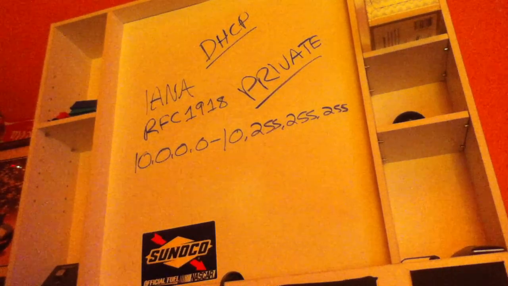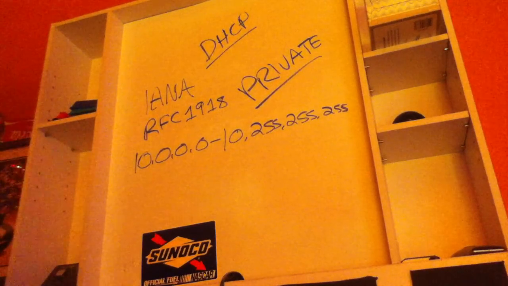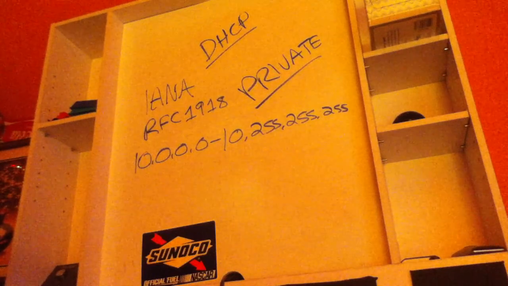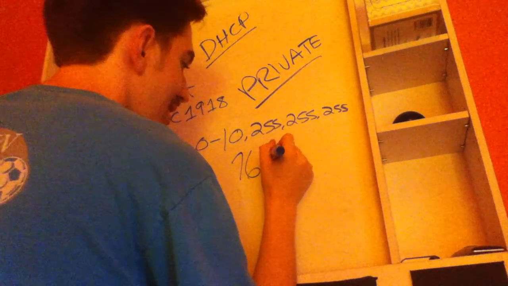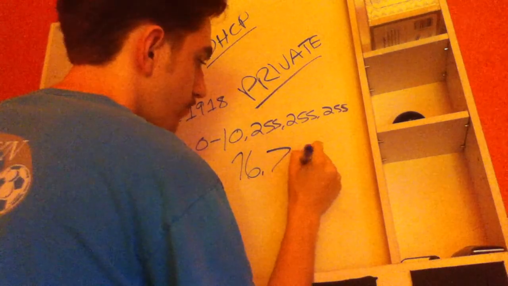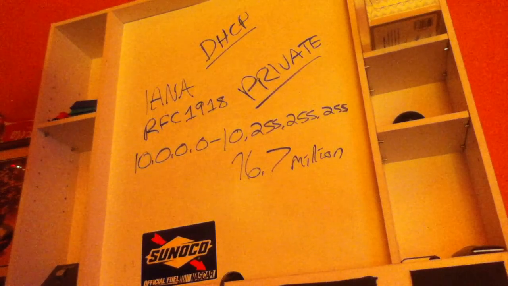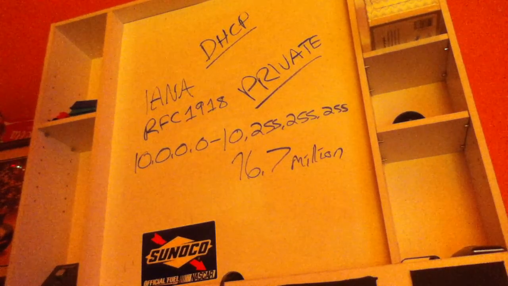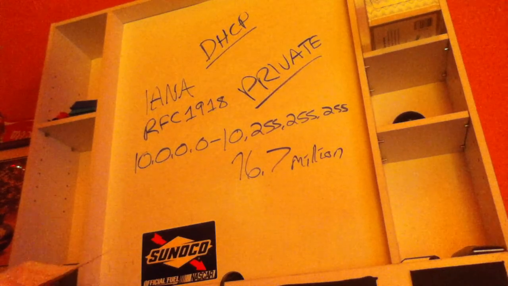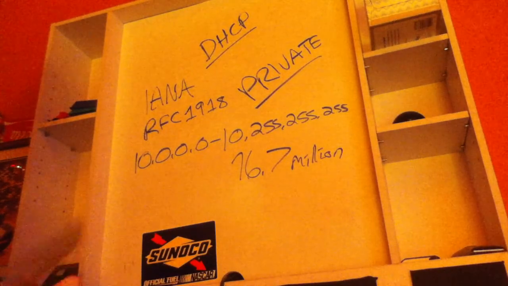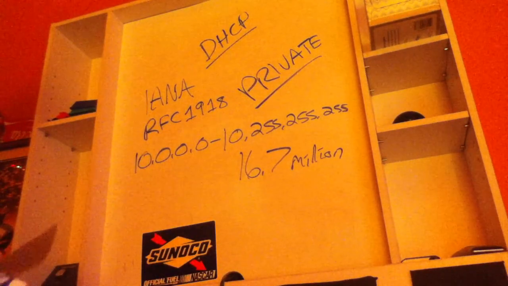So, guess how many IP addresses can fit in that range. 16.7 million. Is that enough for your business? Are you really going to have 16.7 million computers on your network? Say you have more than that, okay? There are other private IP ranges.